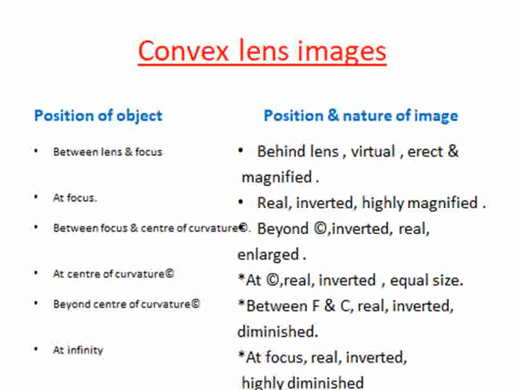Object is between lens and focus. Then where is the image formed? What is the nature of the image? This type of question comes. For this purpose, we have a discussion in tabular form here. Now in the case of an object at focus, the image is real, inverted, highly magnified, and it is at infinity. This tabular form is also valuable for examination purposes.